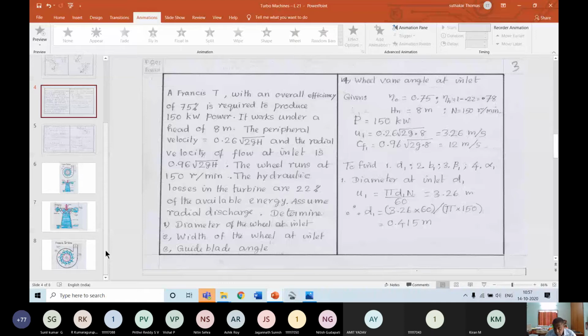You can calculate that. Then the last one is the degree of reaction. See, these reaction turbines have a degree of reaction. Now, how do we estimate the degree of reaction? The definition of degree of reaction is the fraction of the energy transfer in the rotor due to change in pressure across the rotor.